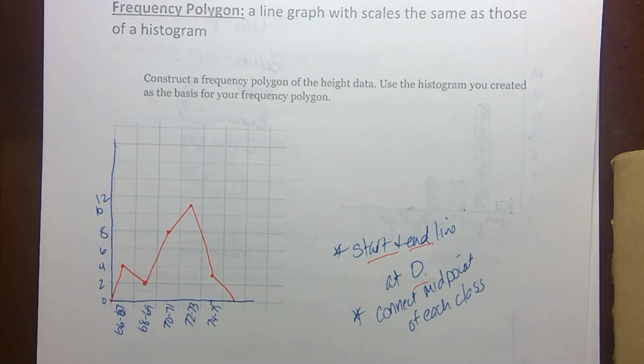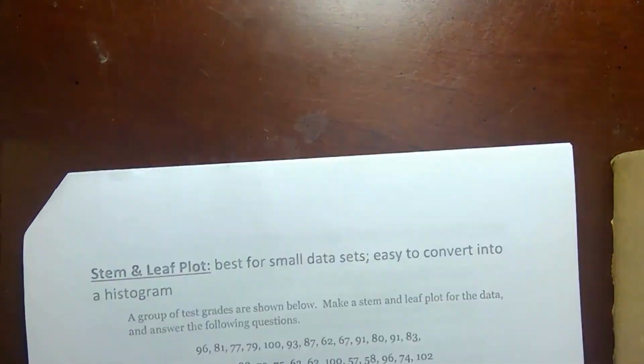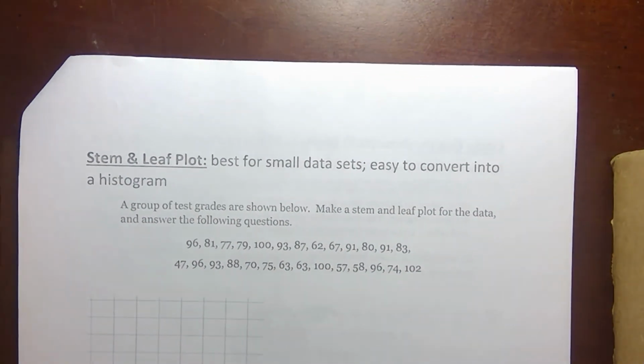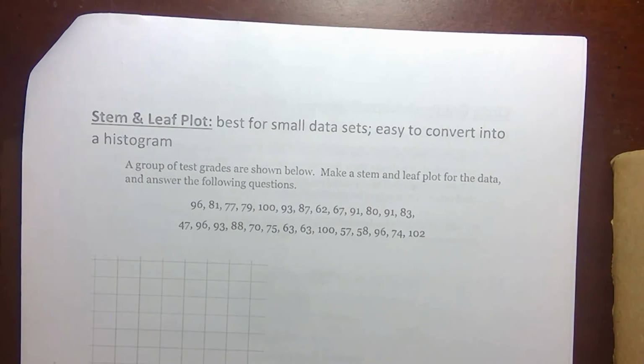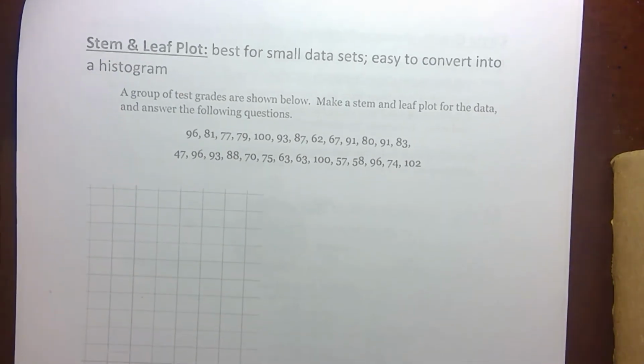Okay, stem and leaf plot on the next page. A stem and leaf plot is best for small data sets. If you get too big a data set, the stem and leaf plot gets really cumbersome and it's difficult to read. It's really easy to turn into a histogram. I'm going to show you how to do that.